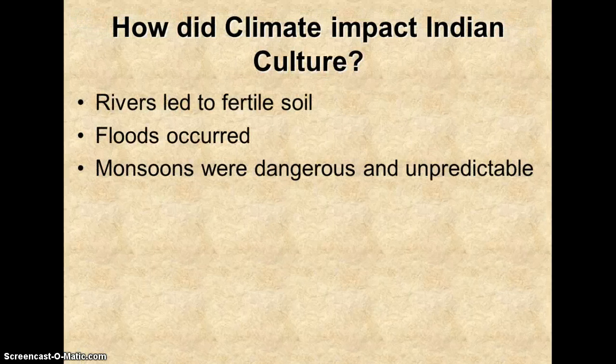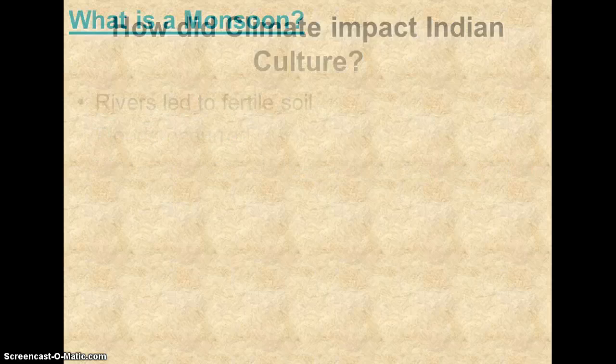Because it's cut off, it's difficult to invade. There is the one way through the mountains, the Khyber Pass through the Hindu Kush Mountains. And also because they're cut off, the big impact on their culture is that other cultures are not coming in to visit them. So they aren't going to have any impact coming from the Middle East, like Mesopotamia. They're not going to have any Chinese or Japanese people coming in because they're cut off by those mountains and the ocean, which makes it very difficult to get to them.